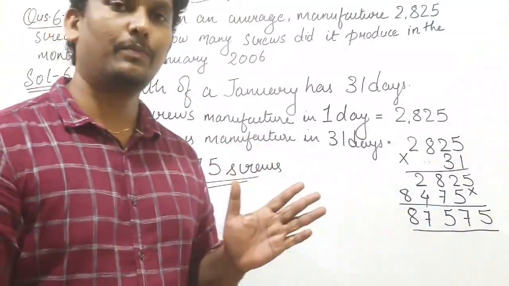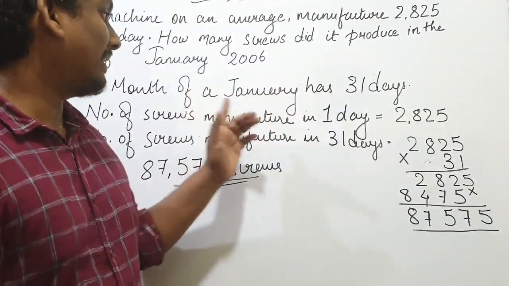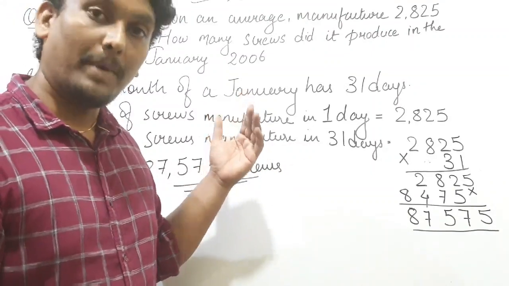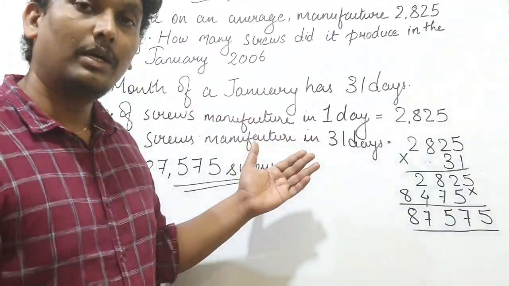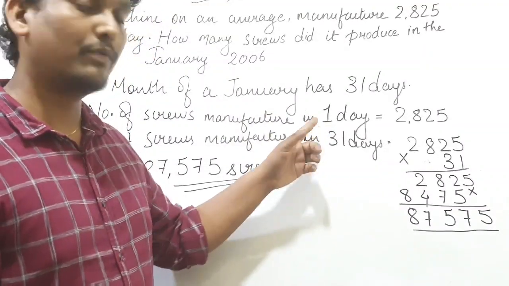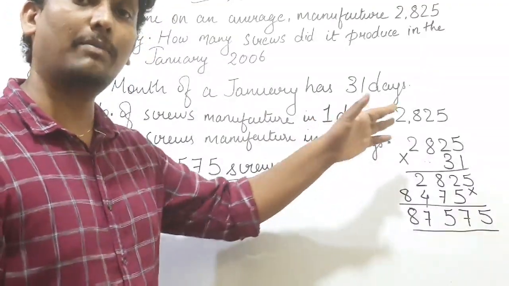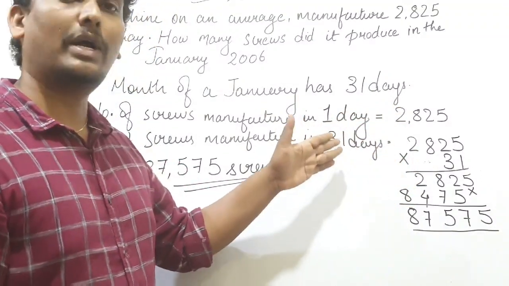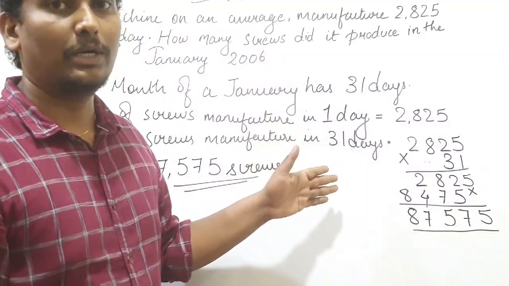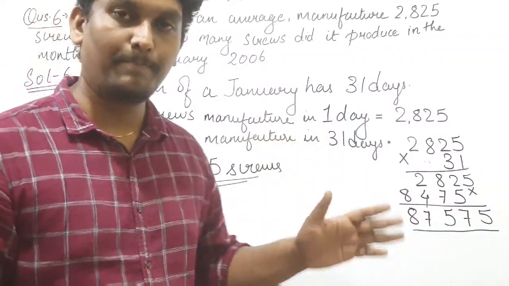So once again I want to tell you, for finding the value of 1 we have to do the division. For finding the value of many things, a larger number, we have to do the multiplication. Here the value of 1 is given, we have to find the value of 31, that's why we have done the multiplication. If the value of 31 is given and we have to find the value of 1, there we have to do the division. Hope it is clear.